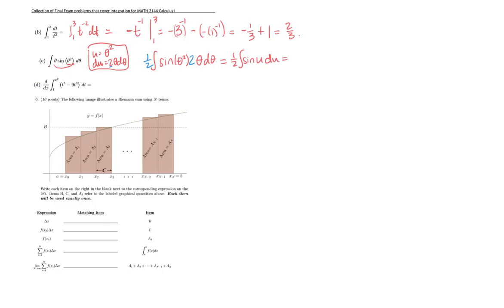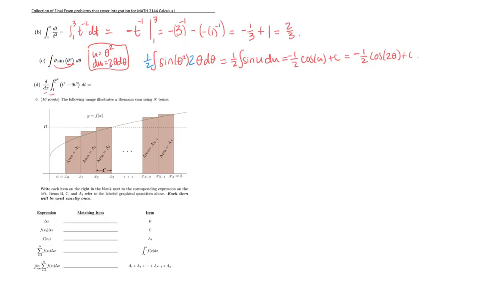So an antiderivative of that would be negative cosine of u plus c. And now I need to go back to what u is and plug it in. So negative 1/2 cosine of theta squared plus c. That's my final answer.